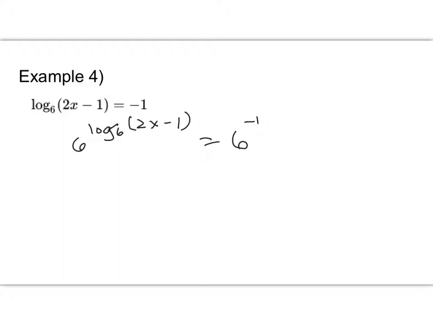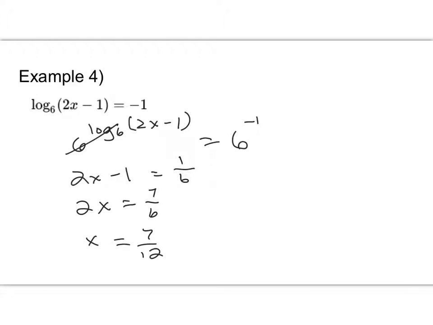And that is going to be equal to 1, so 2x minus 1 is equal to 1 over 6. If I add 1 to both sides, that's 1 and 1/6, which is the same as 7 over 6. And then when I divide by 2, I get 7 over 12.